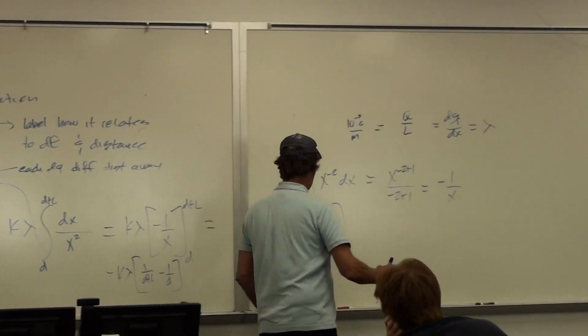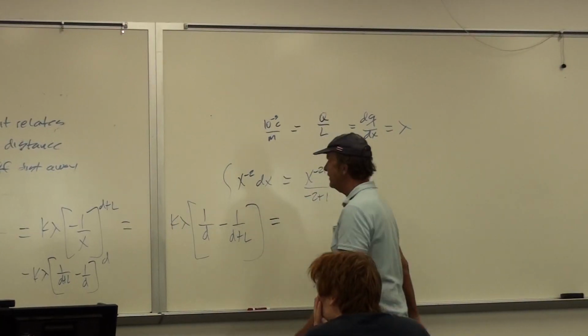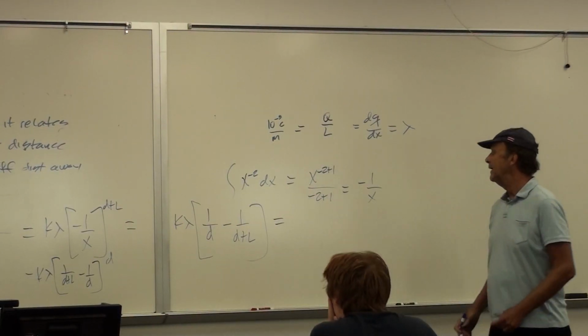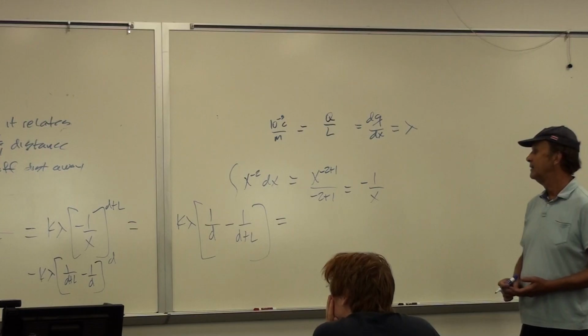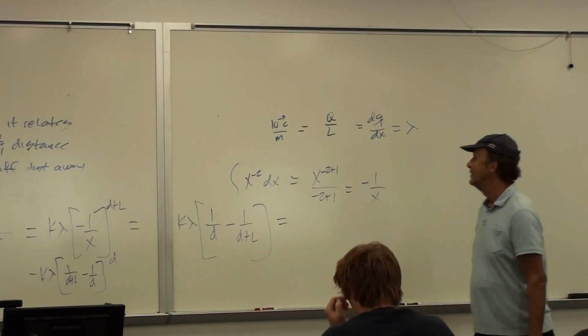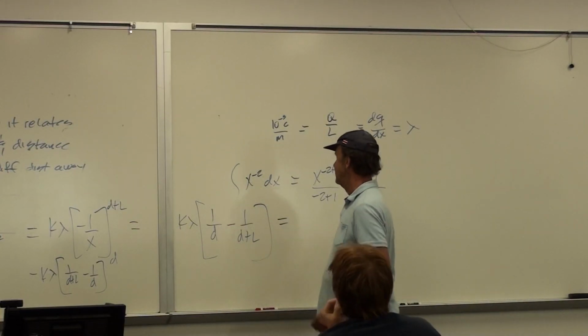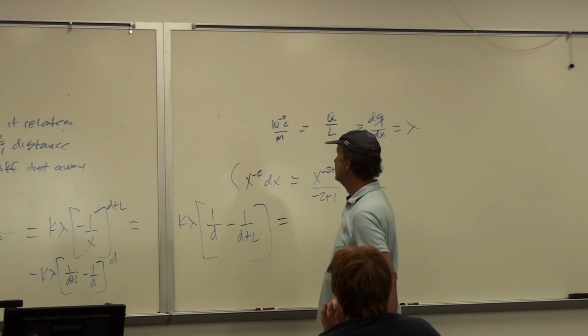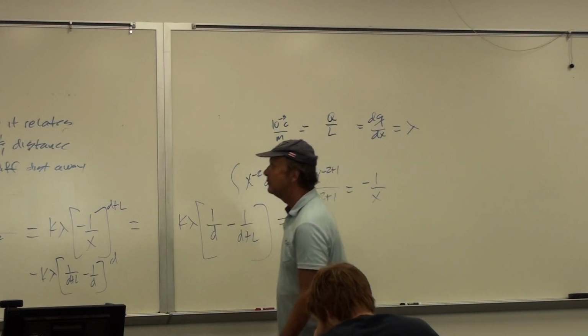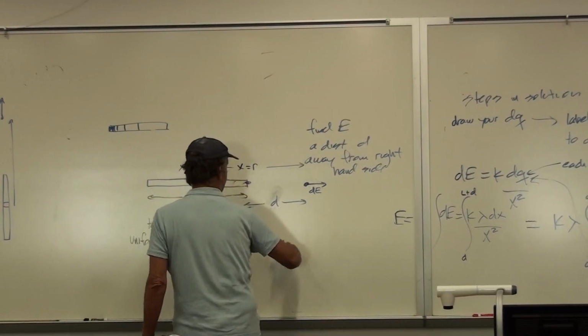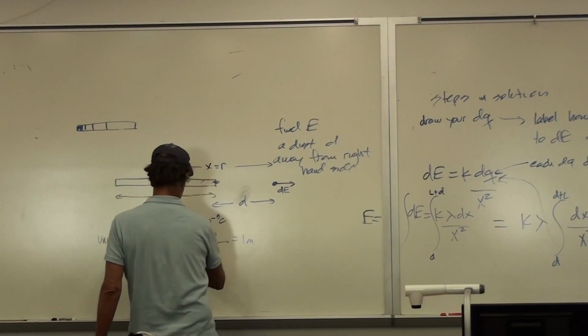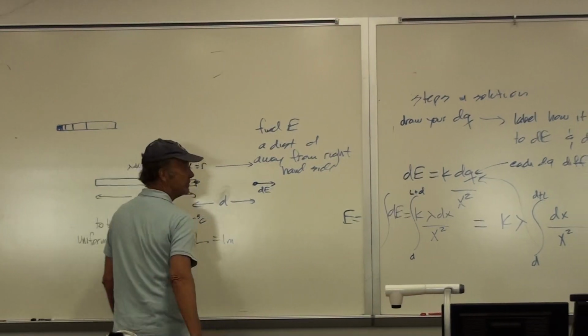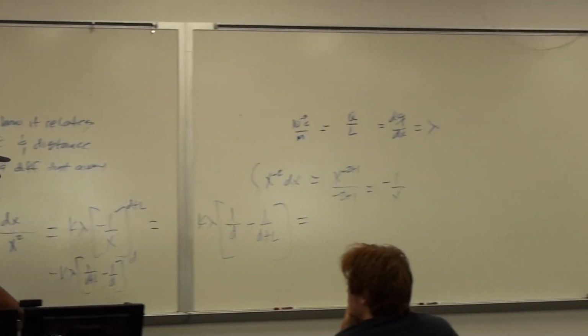And so now I'm done, but I'm going to tidy this up a little bit. Let's see, I could find a lowest common denominator. That's not really necessary. I'm just going to plug in. Okay, so let's say that L is 1 meter and D is 1 meter, just so that the numbers are super easy to evaluate.